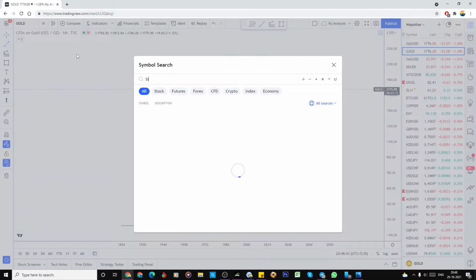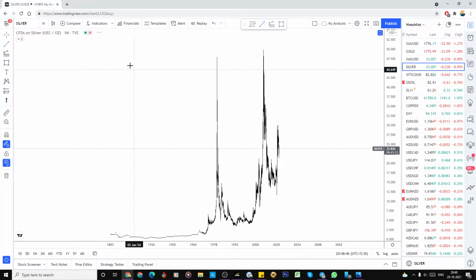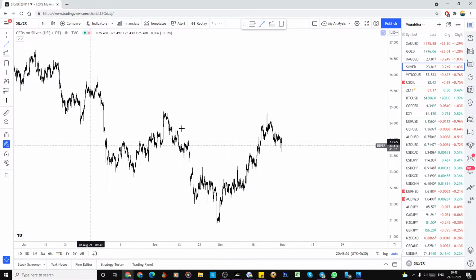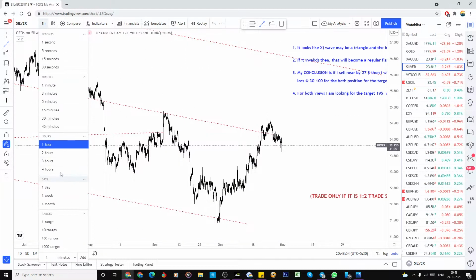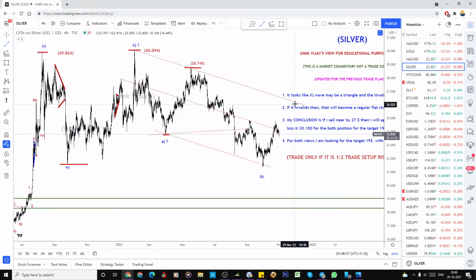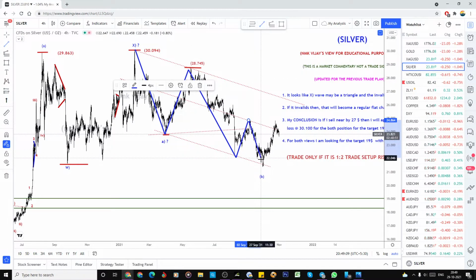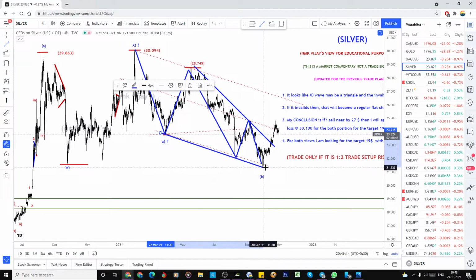So silver, wait for that. What I expected, the 26 zone, just keep on waiting for this. I will just unhide all my drawings. What I expected, wait for this zone. That's it, simple. So what it is doing, and I already explained that: 1, 2, 3, 4, 5. Perfect five-wave, and it is in the wedge formation. I informed in the last week also, right?